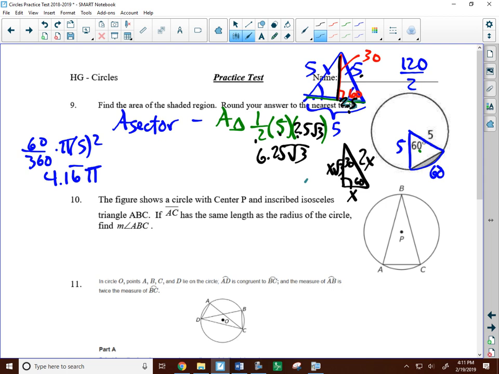You could already do it and get a decimal. I say round to the nearest tenth. So, anyways, I do this minus this, and I get about 2.3.